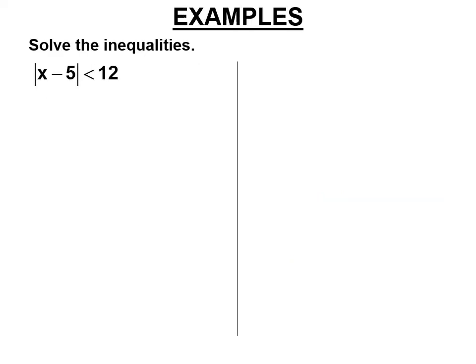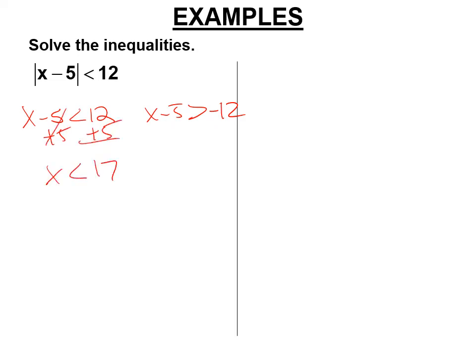All right, so to solve this, you have to solve it twice. Once for less than 12, and once for greater than -12. Okay, so add 5 to both sides. x is less than 17. Add 5 to both sides. x is greater than -7. This is an "and", it's in between, right? x has to be between those two numbers.